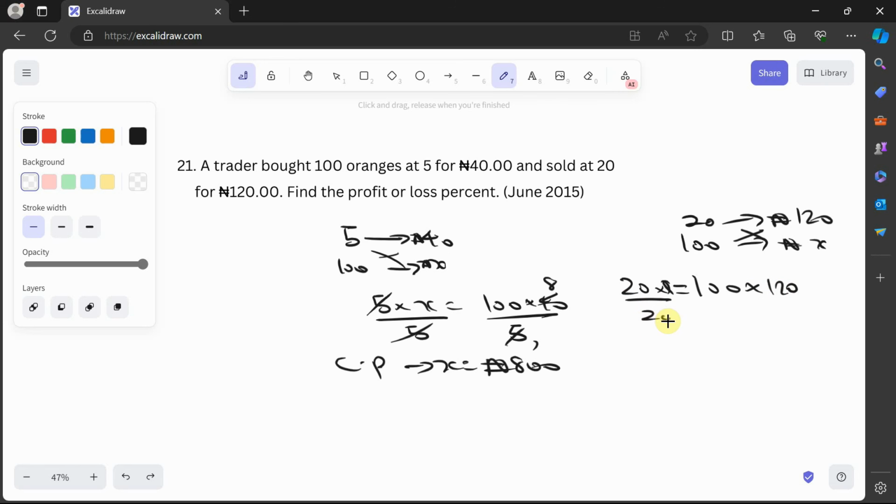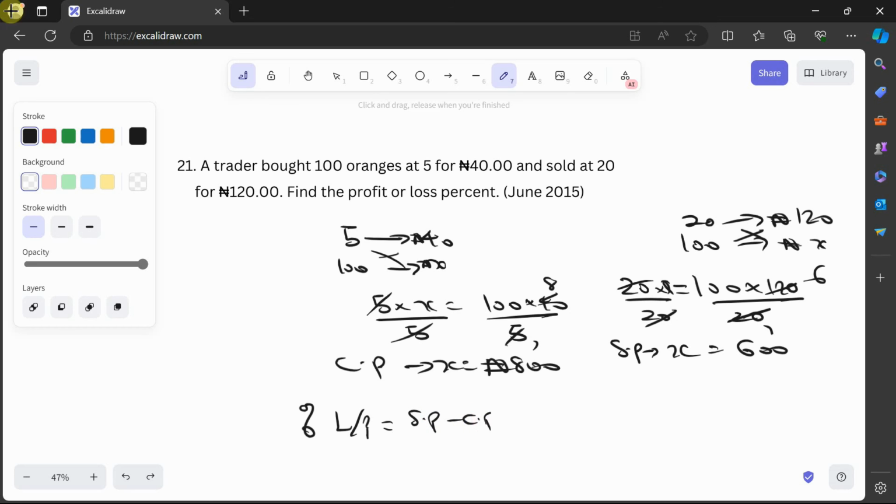If I divide both sides by 20, this will go, this will be 6, this will go. So x is equal to 100 times 6, which is 600, and this is the selling price. So to find the profit or loss percentage, we know that our formula for percentage loss or profit is: selling price minus cost price, all over cost price, times 100.